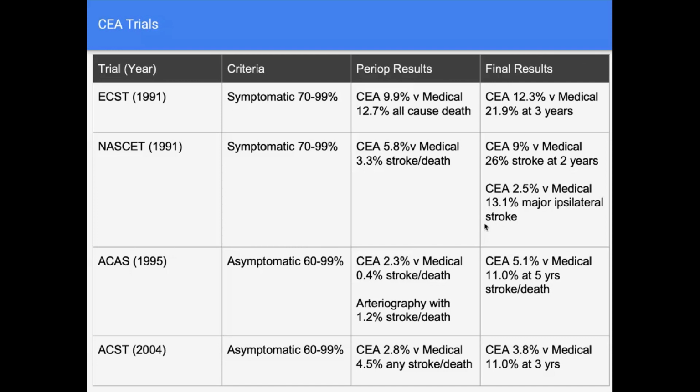The significant finding was that at 5 years, the endarterectomy patients faced a 5% risk of stroke and death versus 11% in the medical arm, and that was able to establish the efficacy of carotid endarterectomy in stroke risk reduction in patients with asymptomatic disease. The ACST and ECST studies are the equivalent European trials, and they corroborate much of the same results as the American trials.